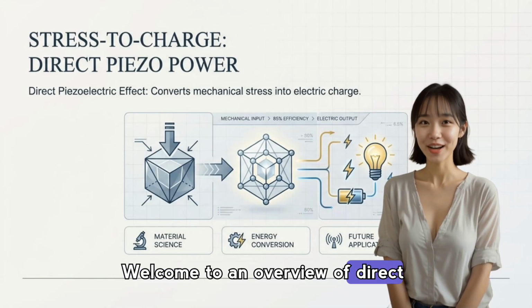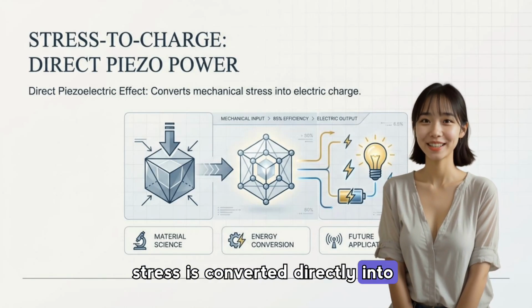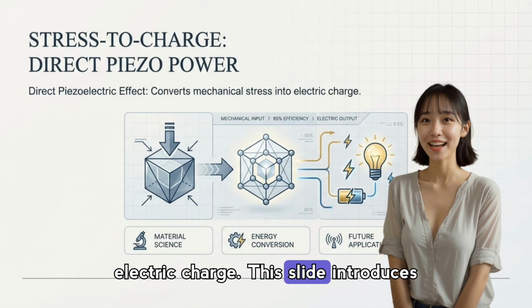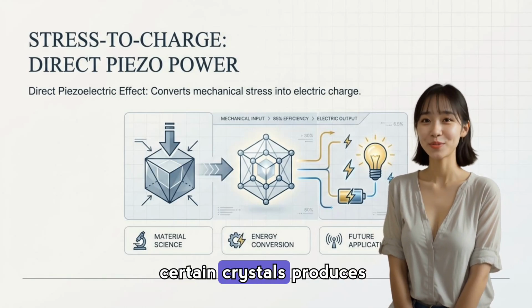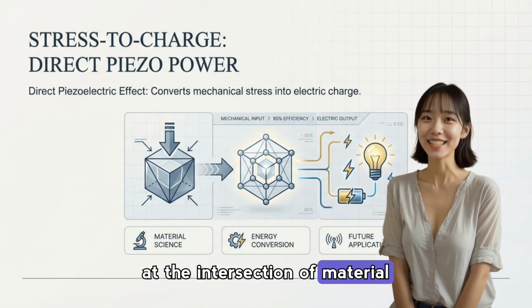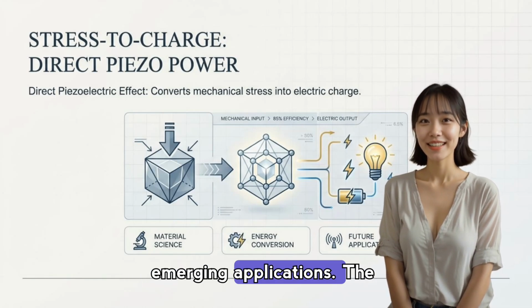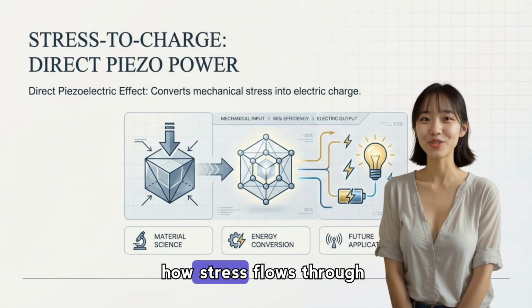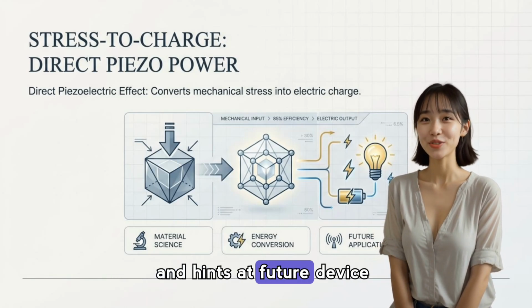Welcome to an overview of direct piezo power, where mechanical stress is converted directly into electric charge. This slide introduces the basic idea. Applying force to certain crystals produces measurable charge, and the field sits at the intersection of material science, energy conversion, and emerging applications. The accompanying illustration highlights how stress flows through microstructure to electrical output and hints at future device possibilities.